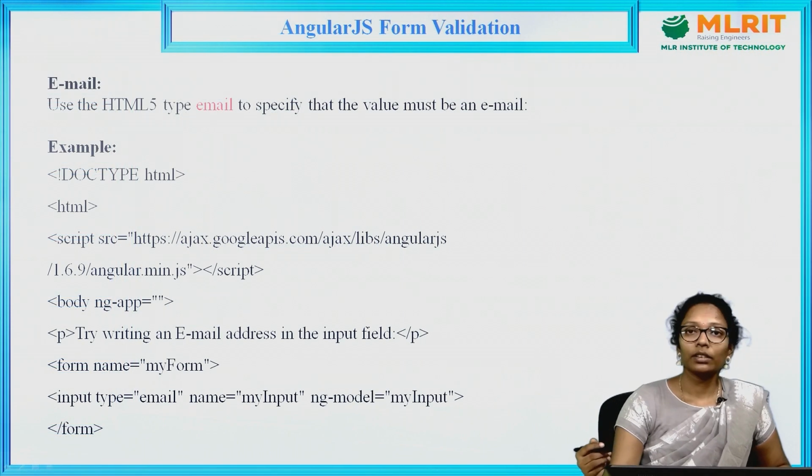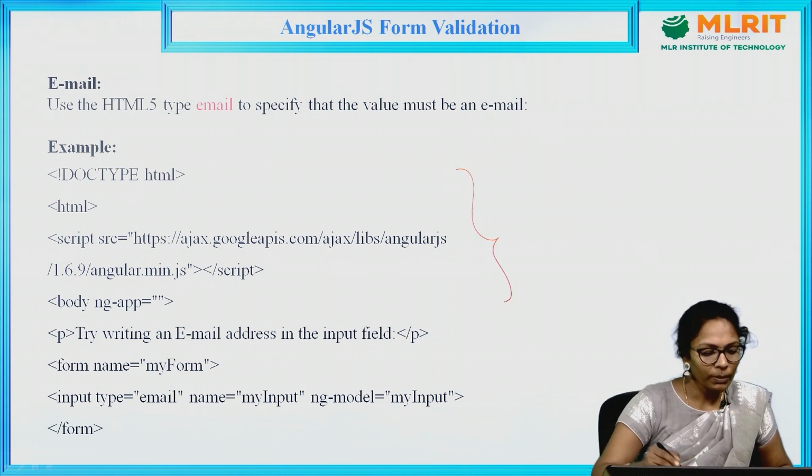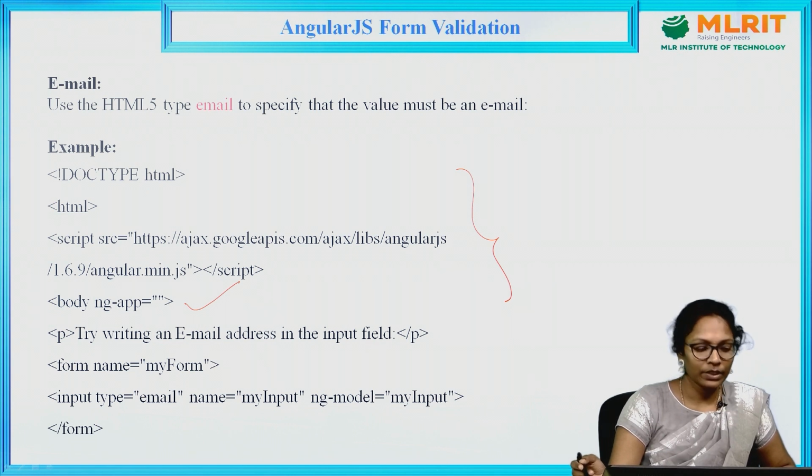Next, in the previous program we checked for the text field. Now in this program we will check for the email field. This part is common: in the whole body I am making it AngularJS by writing ng-app. Now I am writing a paragraph asking to try writing an email address in the input field. So I am creating an input field here.